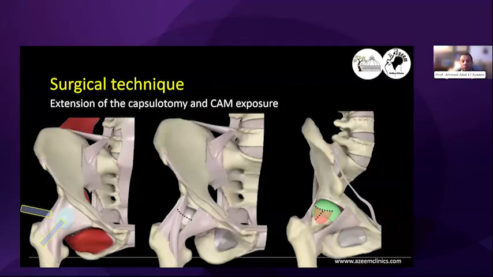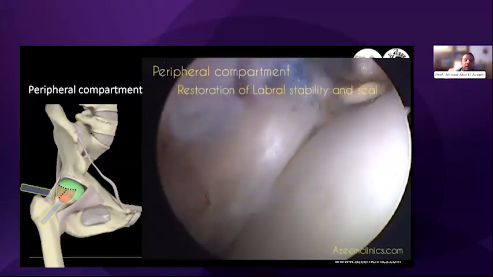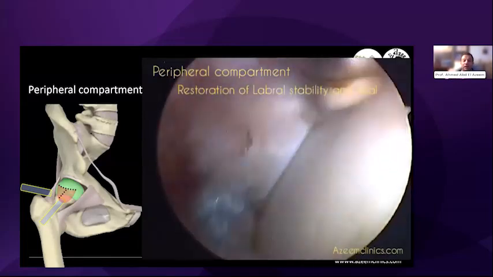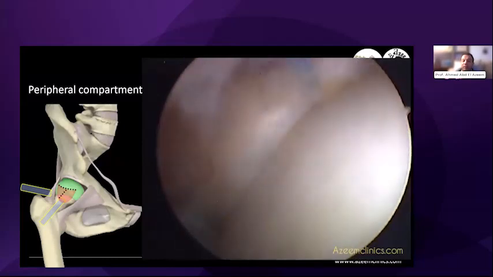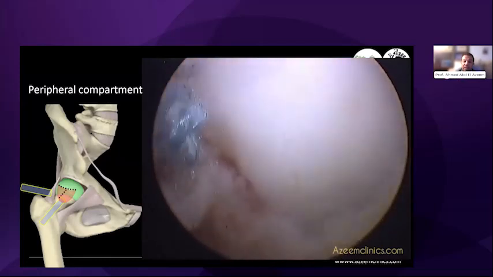So to expose the CAM, you have to get a vertical limb so as to expose the whole CAM, except in the patients with micro instability or joint laxity, you can retract the capsule, and it's not preferable to do a capsulotomy so as to not increase the instability that they have.